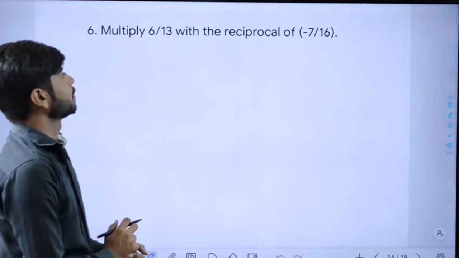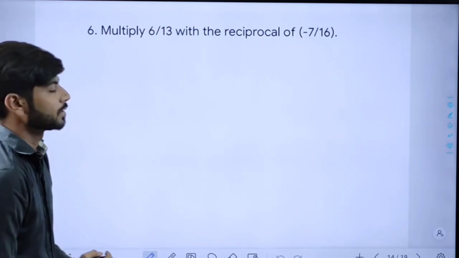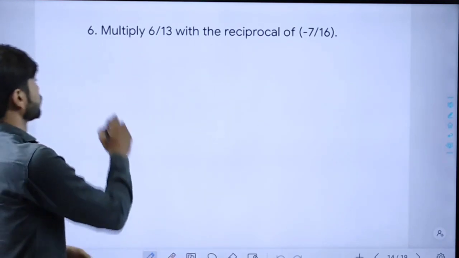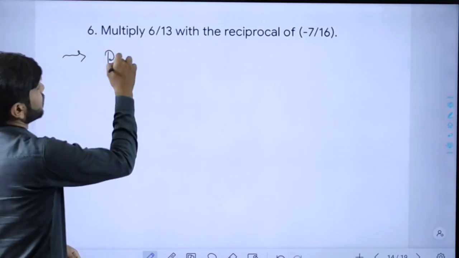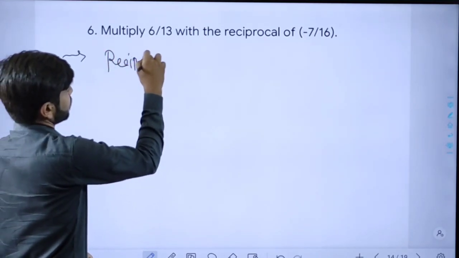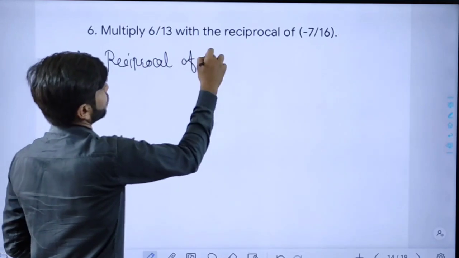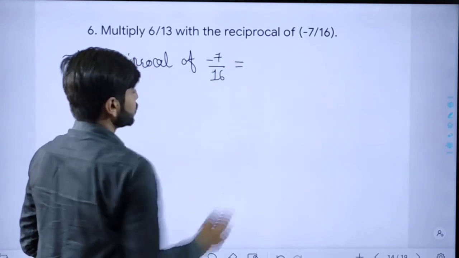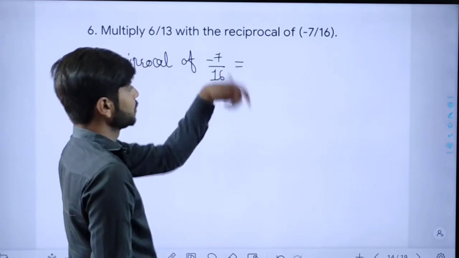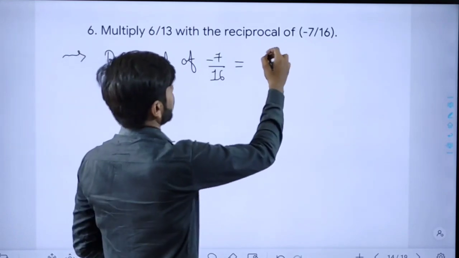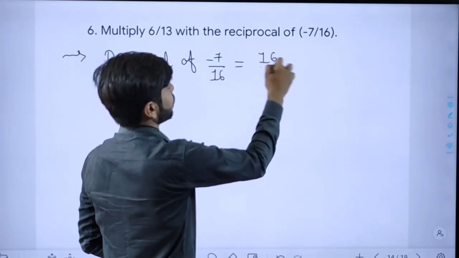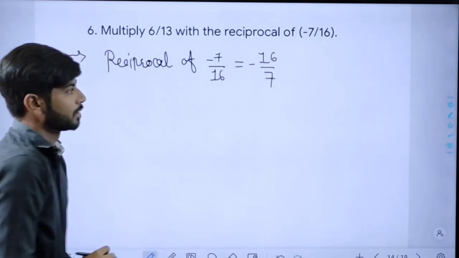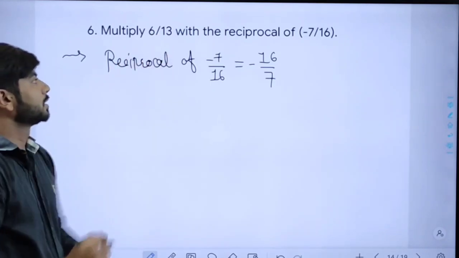multiply 6 upon 13 with the reciprocal of minus 7 upon 16. First of all, we will write the reciprocal of minus 7 upon 16. So what will it be? Reciprocal of minus 7 upon 16 is equal to, what will it be? We will change numerator to denominator and denominator to numerator, so we will get 16 upon 7, and we will put the same sign, so it will be minus 16 upon 7. Now we will multiply it with 6 upon 13.